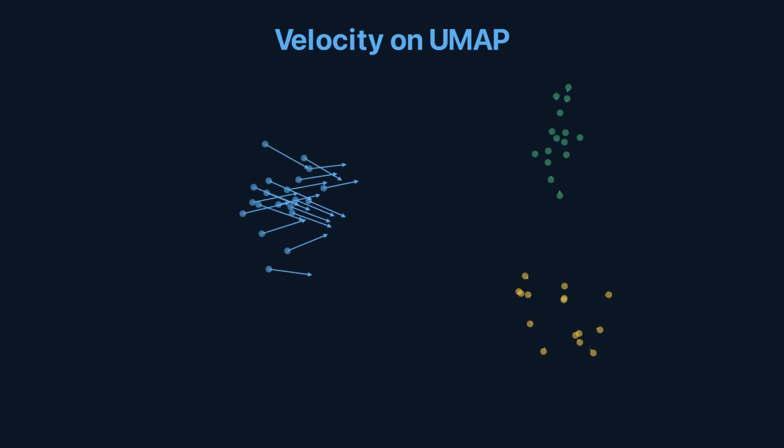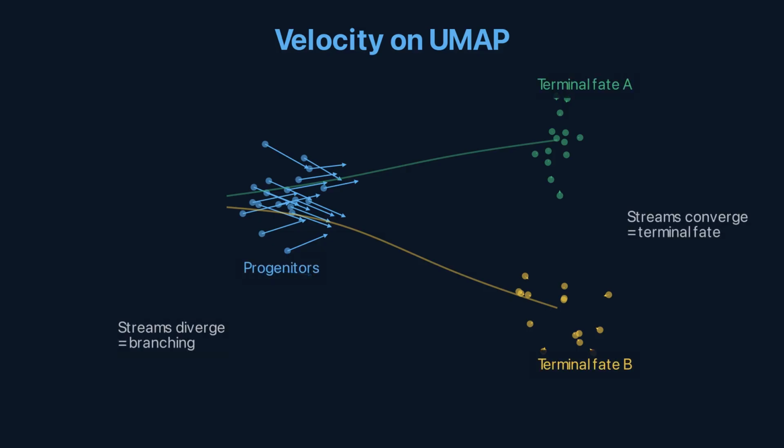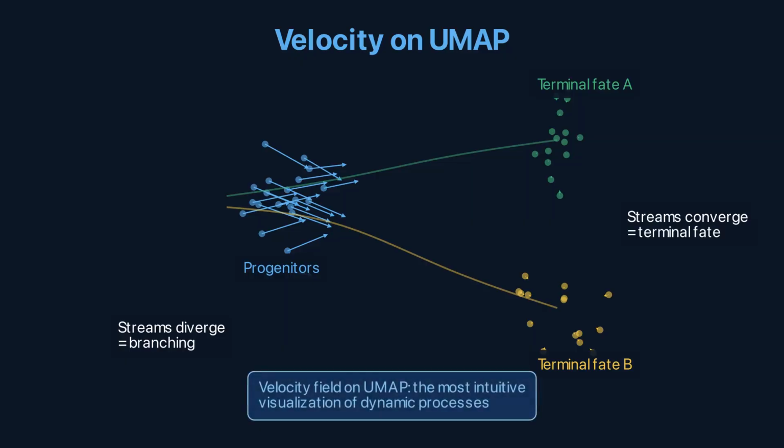Streams converging at a point indicate a terminal cell fate. Cells are flowing toward that identity. Streams diverging from a point indicate a branching decision. Cells are choosing between fates. Streams flowing in circles might indicate oscillatory behavior like the cell cycle. The velocity field on UMAP is the most intuitive visualization of dynamic processes in single-cell data.